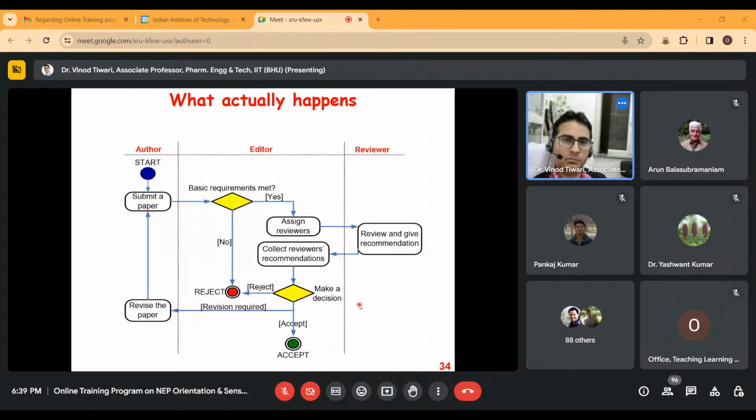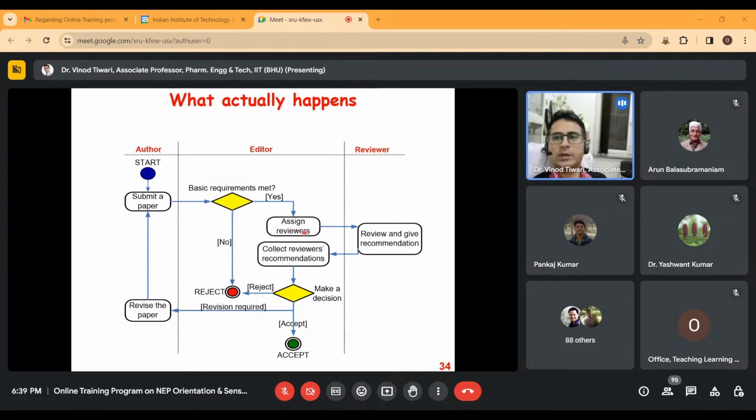Okay. And the main motto is to make sure that the work is improved and is in a proper format, which can be assessed by the audience. Then what actually happens when you submit your work as an author? If it is meeting the basic requirements, the editor will say yes and send this manuscript to the reviewers, assigning it, right? If no, the editor will reject it, or ask you to revise it. You will revise it and submit it again, right?